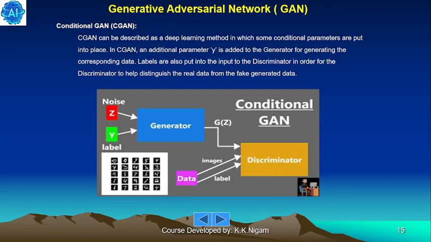Conditional GAN, that is CGAN. CGAN can be described as a deep learning method in which some conditional parameters are put into place. In CGAN, an additional parameter Y is added to the generator for generating the corresponding data. Labels are also put into the input to the discriminator in order to help it distinguish the real data from the fake generated data.